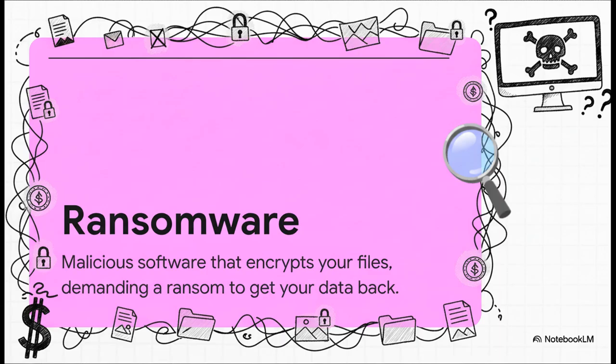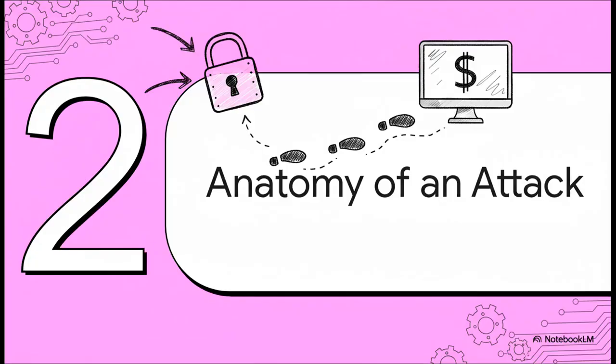So, what's happening under the hood? At its core, ransomware is just malicious software, malware, that sneaks on your computer and basically puts a digital lock on all your important files. We're talking photos, documents, everything. Then, boom, a message pops up demanding a ransom, almost always in cryptocurrency, in exchange for the key to unlock your own stuff.